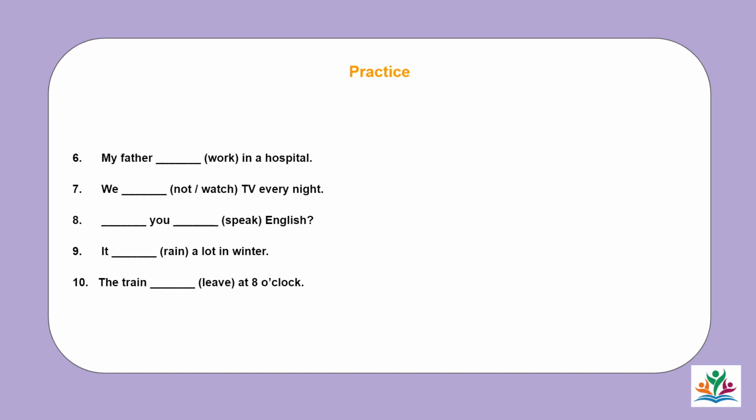Number six, my father work in a hospital. Something permanent. What is the correct form here? Seven, we not watch TV every night. Again, this is a negative form. Number eight, we have you speak English. This is a question form. Number nine, it rain a lot in winter. And lastly, number ten, the train leave at eight o'clock.